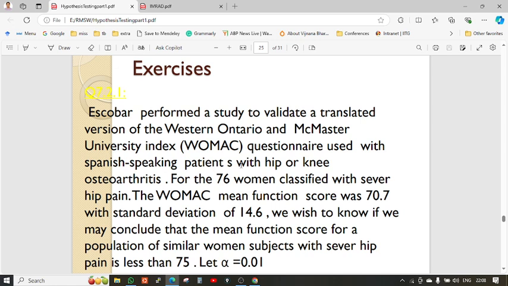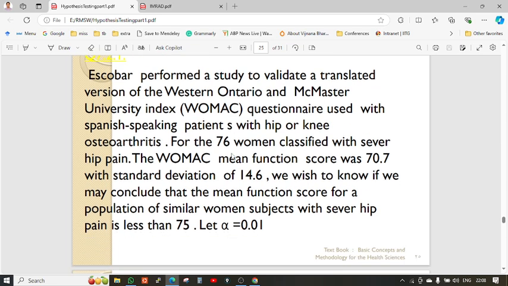So let's discuss these things. A study was performed on a validated translated version of the Western Ontario and McMaster Universities questionnaire, and it is based on this data: Spanish-speaking patients with hip and knee osteoarthritis, for example, 76 women classified for the survey in Spain. The mean function score was 70.7 and the standard deviation is 14.6.